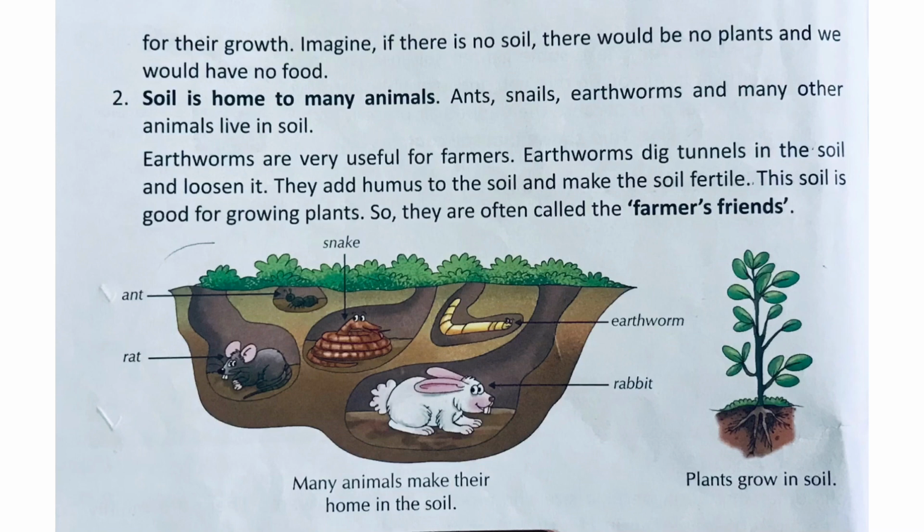Second, soil is home to many animals. Ants, snails, earthworms, and many other animals live in soil. Earthworms are very useful for farmers. Earthworms dig tunnels in the soil and loosen it. They add humus to the soil and make the soil fertile. This soil is good for growing plants, so they are often called the farmer's friend.